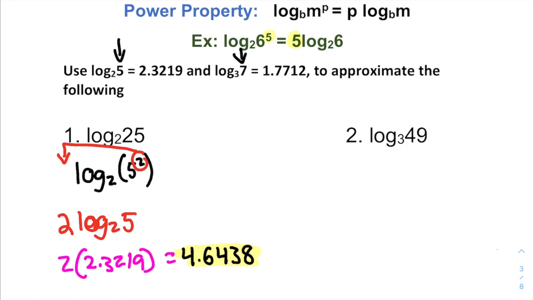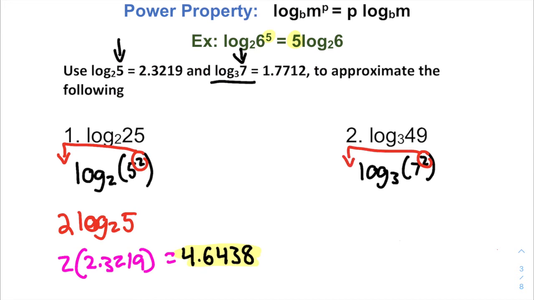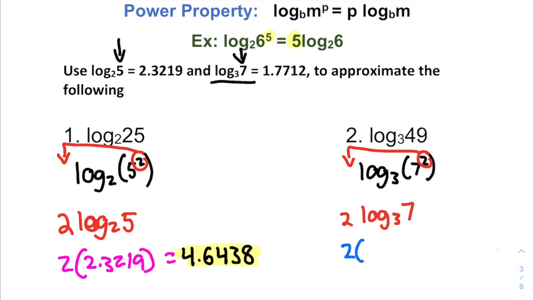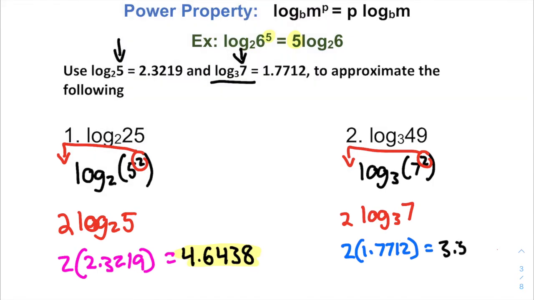Similarly, problem 2, we're going to use log base 3 of 7 that they give us in the directions and rewrite this as log base 3 of 7 squared, which is 49. We could take the exponent and multiply it times the log value. So it's 2 times log base 3 of 7, or in the directions, they tell us log base 3 of 7 is 1.7712. Multiplying will give us our answer 3.5424.